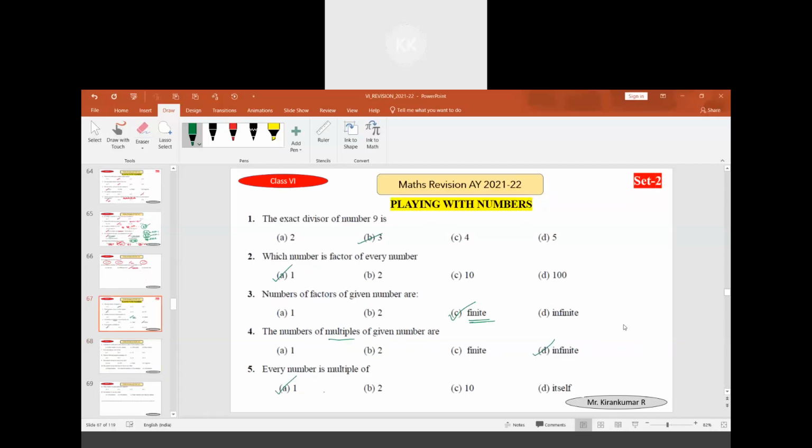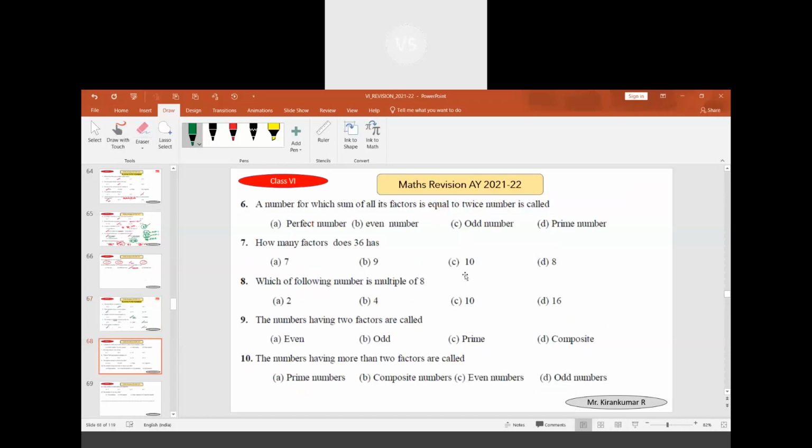Itself, sir. Option D. Every number is a multiple of itself. Yes, sir. Option A and D both, sir. Both are correct. Option A is also correct. Option D is also correct. Two ones are two.